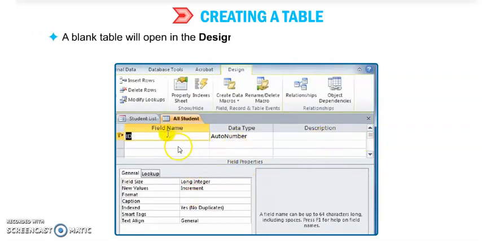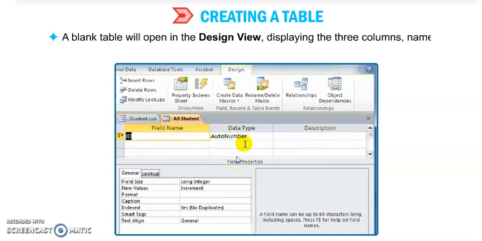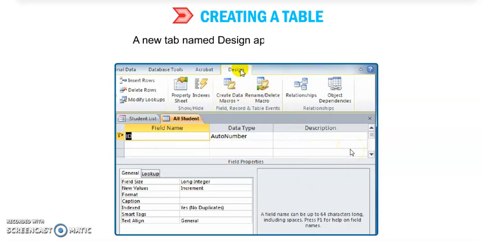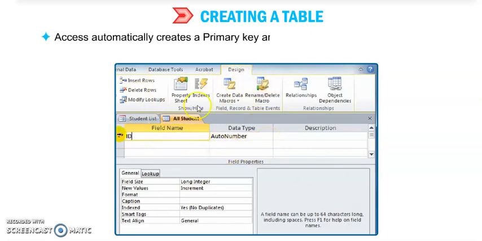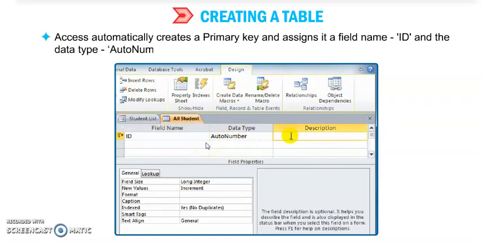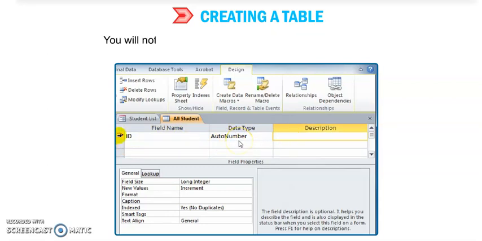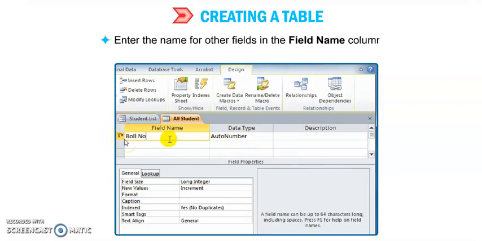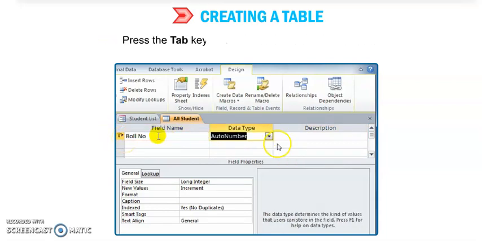Now you can see these three columns: field name, data type and description. A blank table will open in design view displaying the three columns: field name, data type and description. A new tab named Design appears in the ribbon. Now Access automatically creates a primary key and assigns a field name ID and the data type AutoNumber automatically. You will notice that a key symbol appears next to the field.